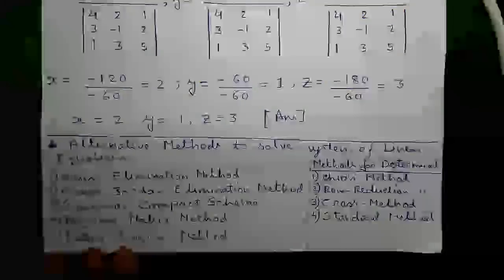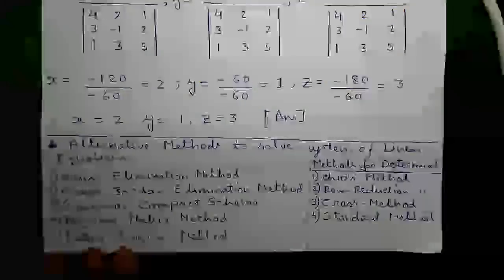Next, for the determinant of this matrix, we'll find out the determinant of matrix B. Press left, delete, shift 4 for matrix B and press equals to, which is minus 60, and the determinant of this matrix is minus 60, which we already know. So minus 60 by minus 60 is plus 1, which is the value of y.